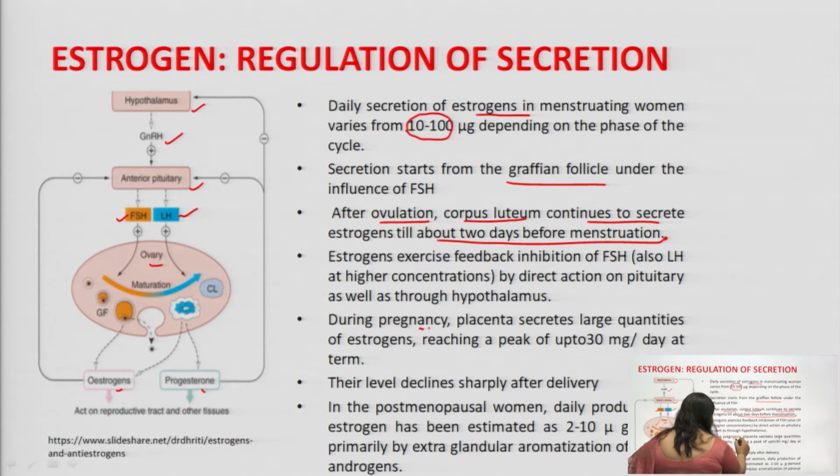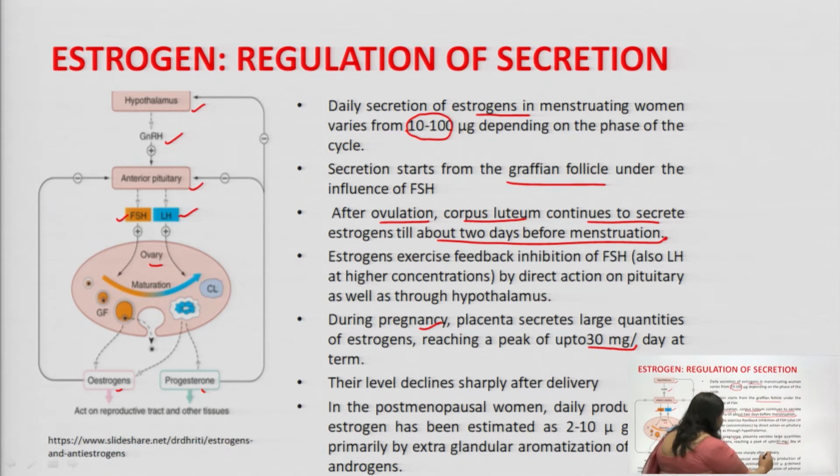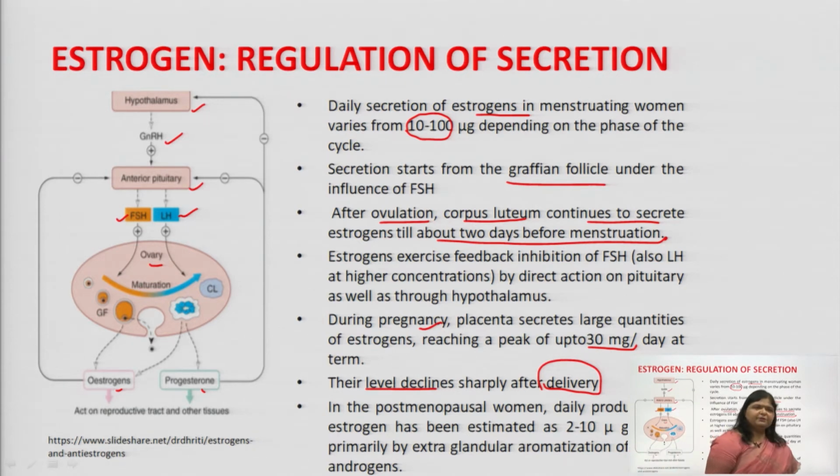During pregnancy, if implantation occurs, the placenta secretes a large amount of estrogen. During pregnancy the amount can increase up to 30 milligrams per day at term. At term is at the time of delivery, and as soon as the parturition, or the birth of a baby, takes place, the level declines. Also, in postmenopausal women, the daily production falls to around 2 to 10 micrograms.